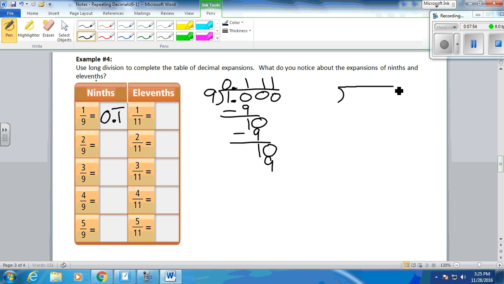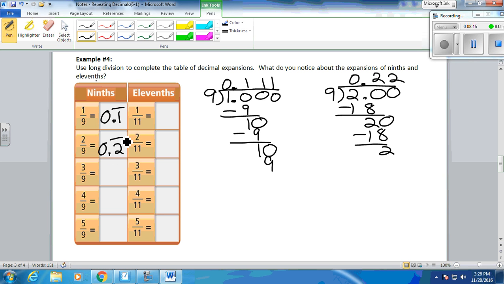We'll do the same thing with 2/9. So 2 divided by 9. 2 is not divisible by 9, so I put my 0. 20 divided by 9 goes in 2 times. It's going to give me 18. Again, bring down another 0. 2 times 9 is 18. Okay, and again, I'm starting to see a pattern, so that's 0.2 repeating.